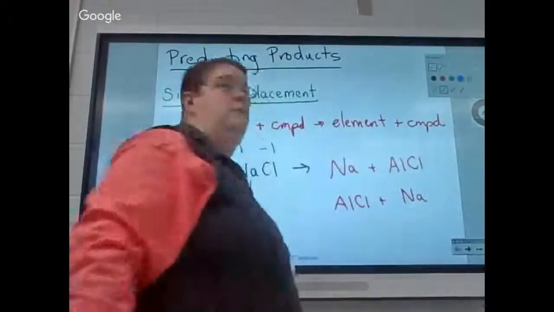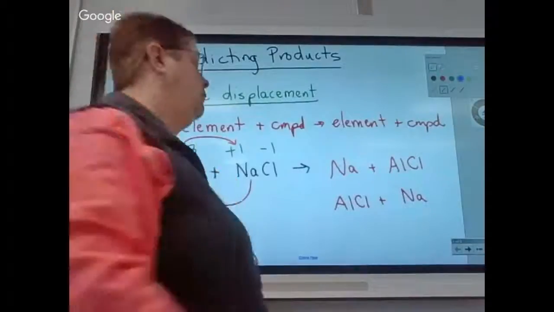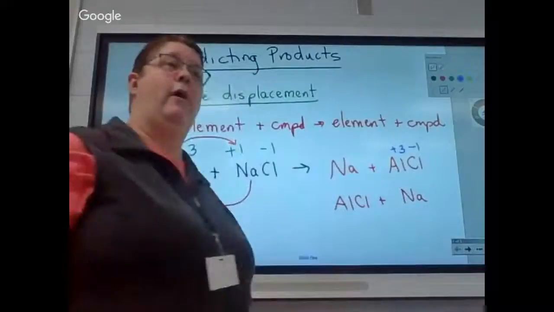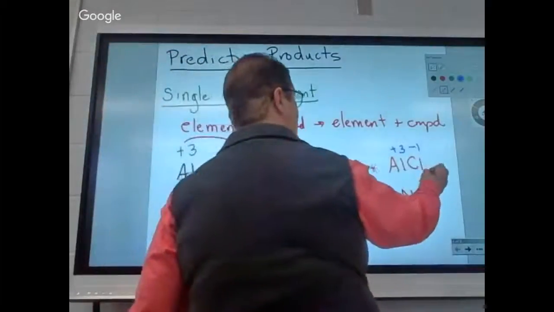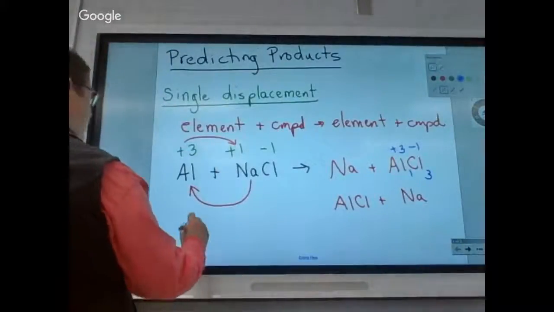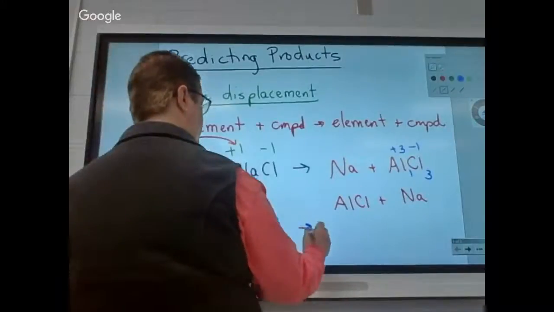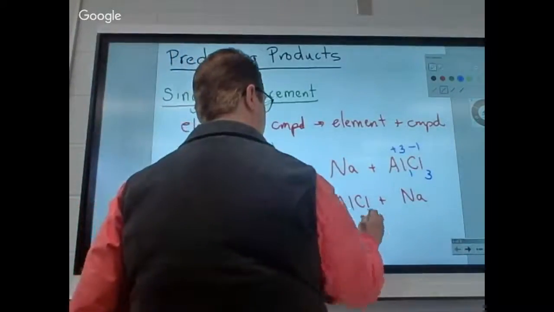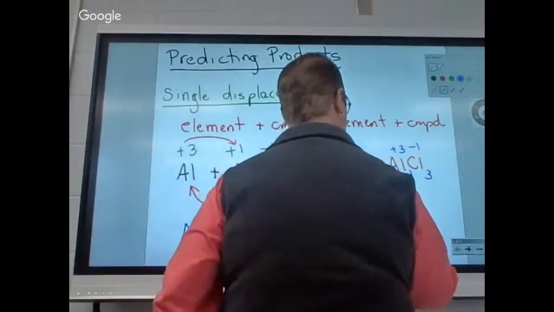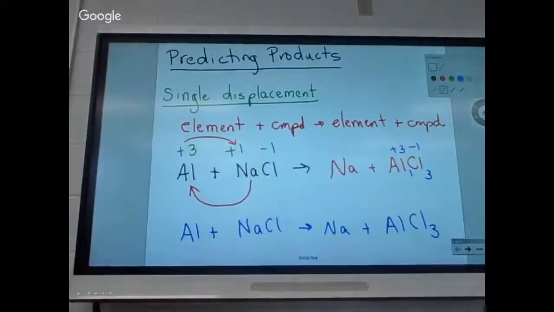AlCl is a what? It's a compound. What do you have to check? It's a +3. It's a -1. What do I do? 3 comes down, 1 comes down. So, writing it without all the extra stuff in it. And I'm going to get rid of that so I've got a little more clear space. That would be the equation.